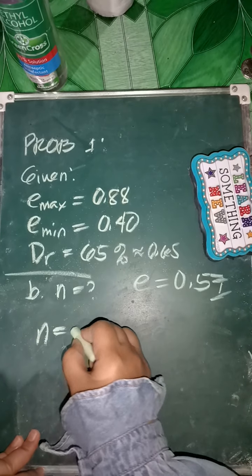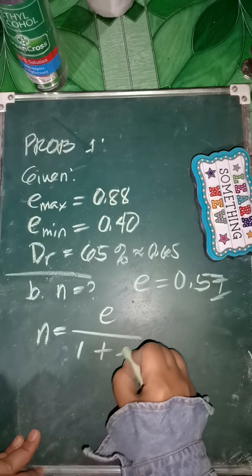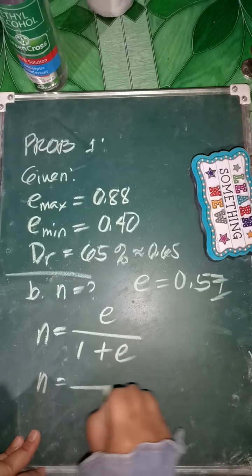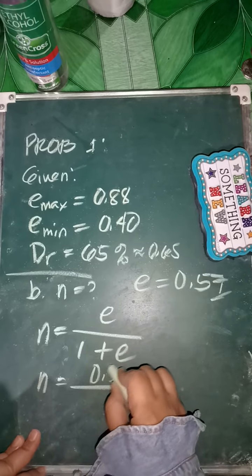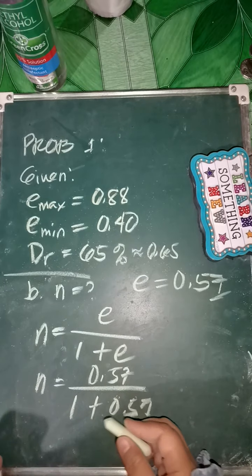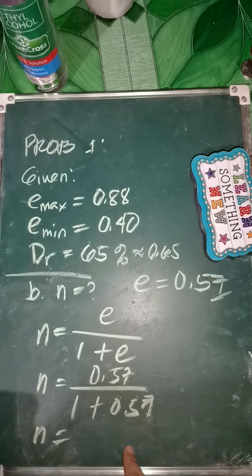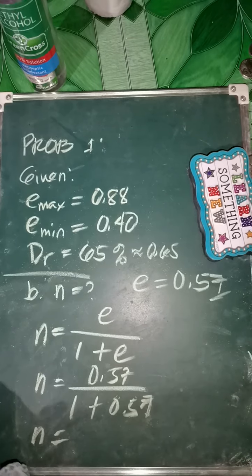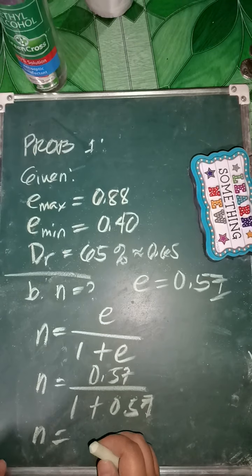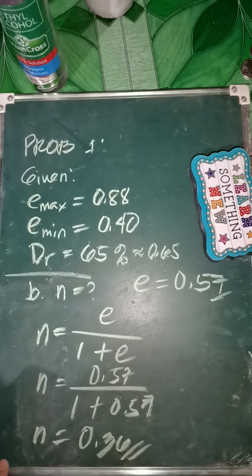N is equivalent to the void ratio over 1 plus the void ratio E. So we're going to substitute the values from the given. We have 0.57 all over 1 plus 0.57. Calculating this, we will have a value of 0.36. So that is our porosity.